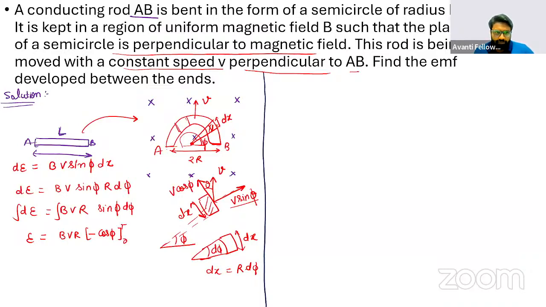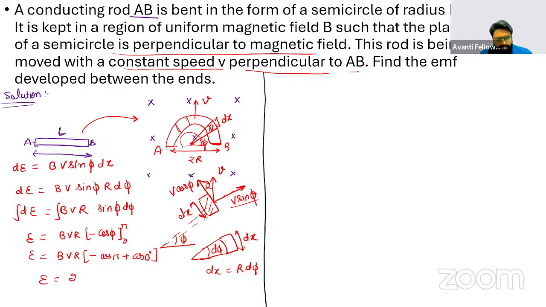So it is 0 to pi. When cos pi is minus 1, cos 0 is 1 only. So it will become BVR times minus cos pi plus cos 0. Because this minus will multiply into this minus and it will become plus. Okay. This cos pi is already minus 1, so minus into minus will become plus 1, plus cos 0 is also plus 1. So it will become 2.